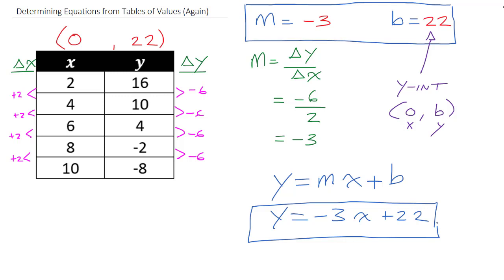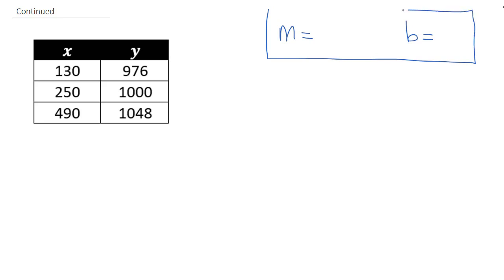Let's move on to one we've also done, but I want to say, what if it's not so easy to find this coordinate just by going backwards in our table? So let's check that out next. All right, so we got another table of values. M equals, I don't know yet. B equals, I don't know yet. Those are the two pieces of information we need to find, slope and y-intercept. So let's start by finding our slope. Slope can be defined as change in y over change in x.